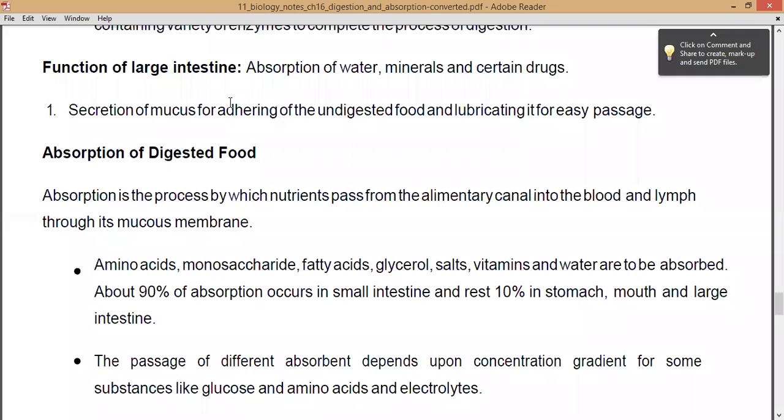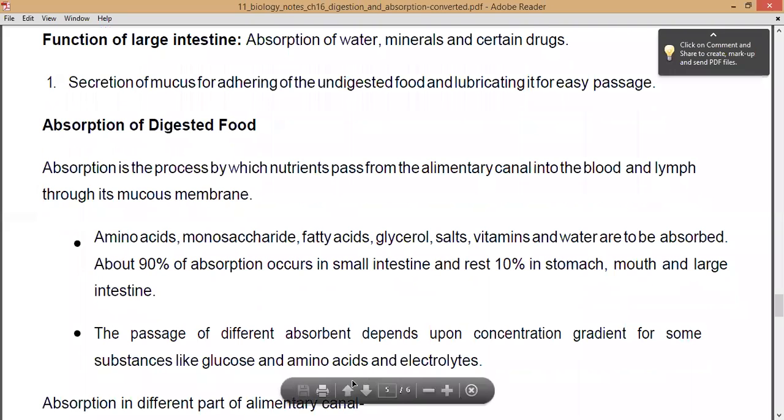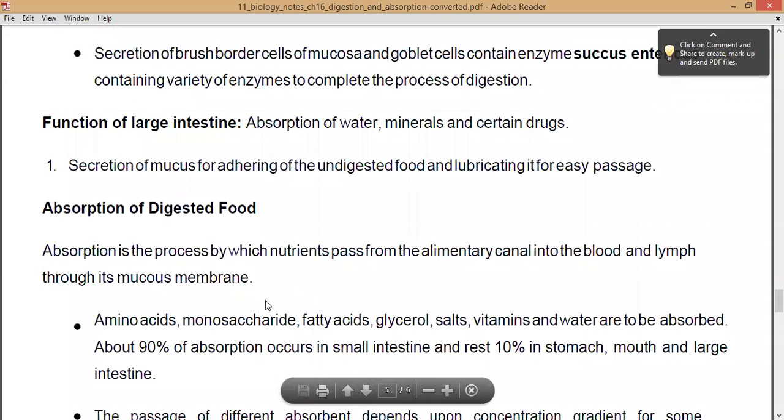So this way several organs play a very important role in the function of digestion, right? So up till here I'm stopping, and in the next lecture we will see the absorption of the digested food in detail, right? So I hope you are very clear with today's topic.